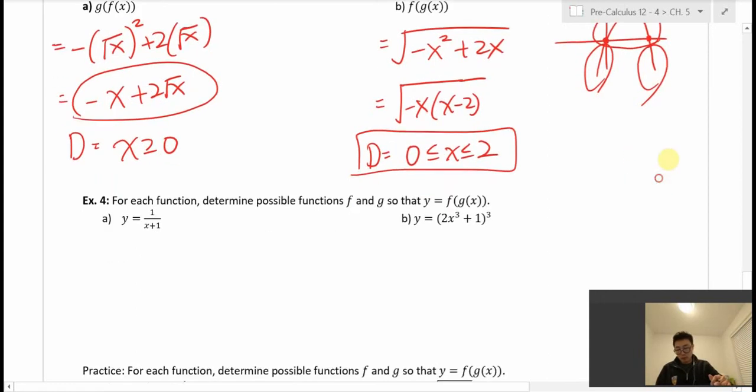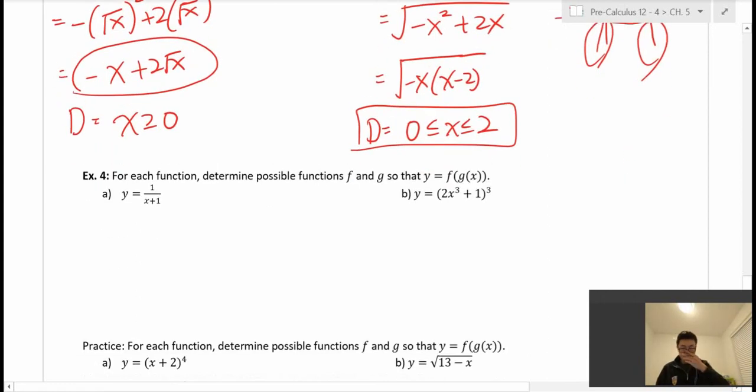Okay? Here is our last example for this unit. It says for each function, determine possible functions f and g so that y is going to equal f of g. So we're going backwards, right? Here's the composite function, and we need to figure out f and g so that f of g becomes this. So notice g is the inside function and f is the outside function.